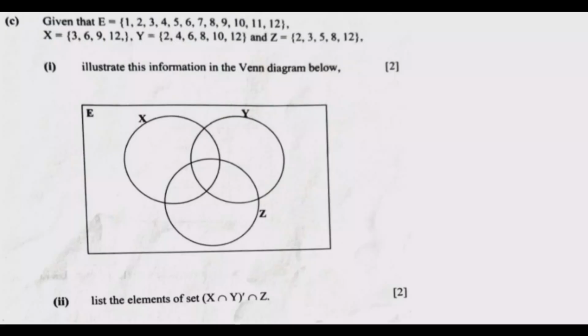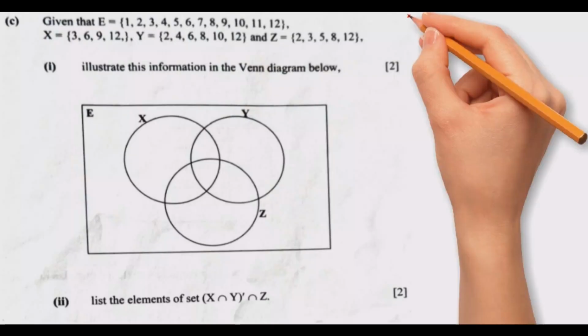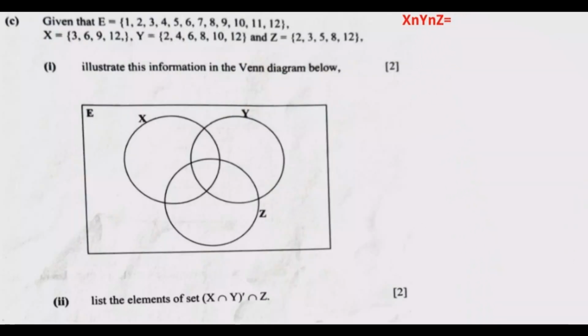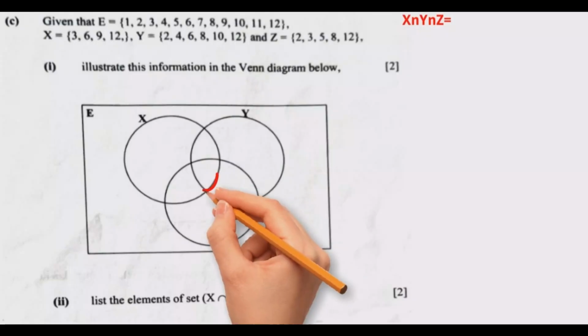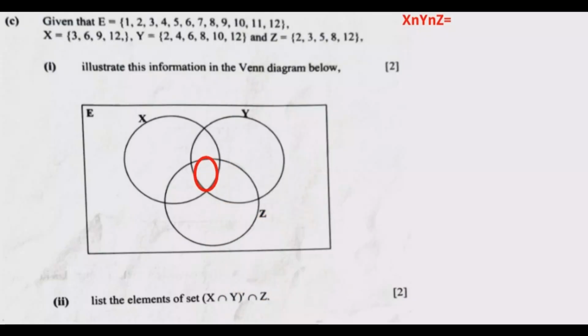So the question, question C1, is: illustrate the information in the Venn diagram below. The first thing we need to do is to find the members of x intersection y intersection z. As you can see, that is the region I've circled there. That's the first set of members we want to find.